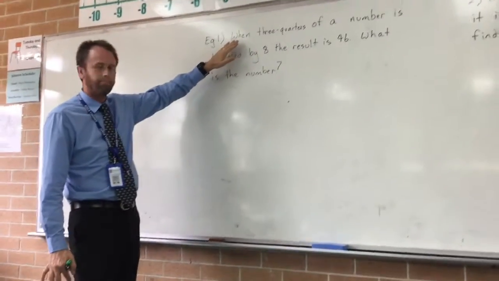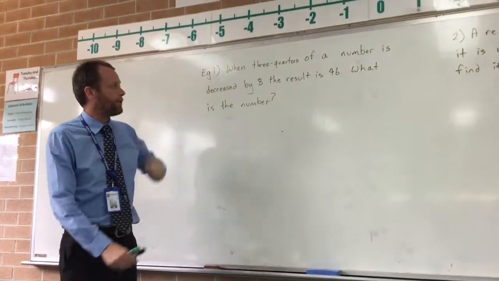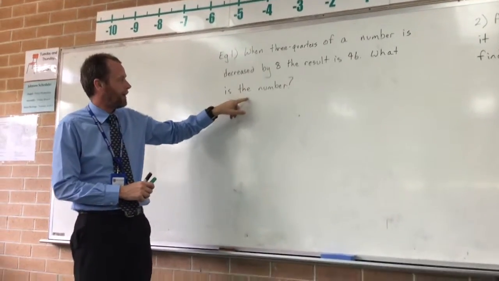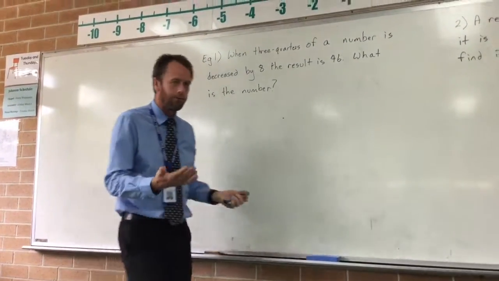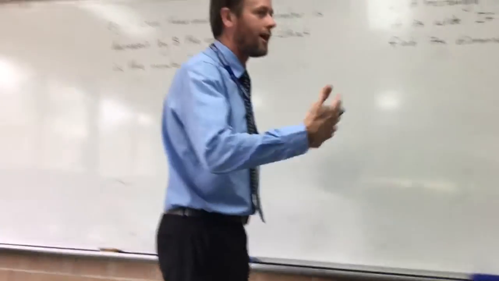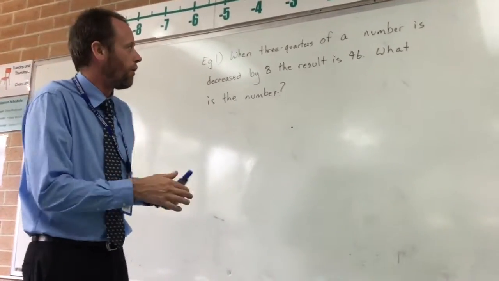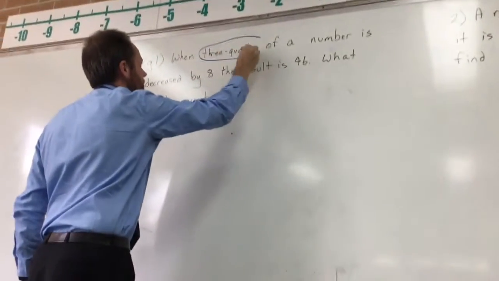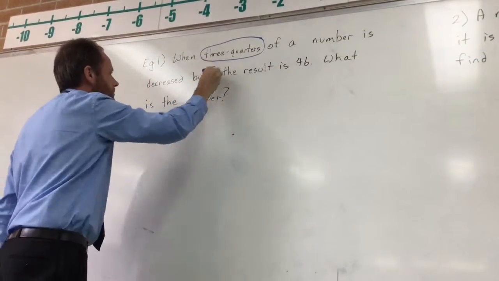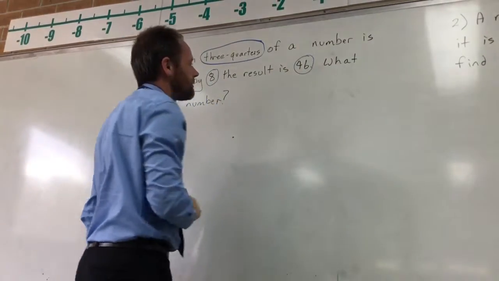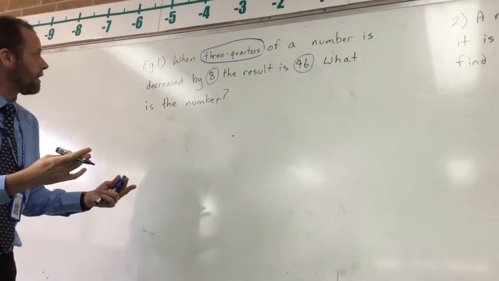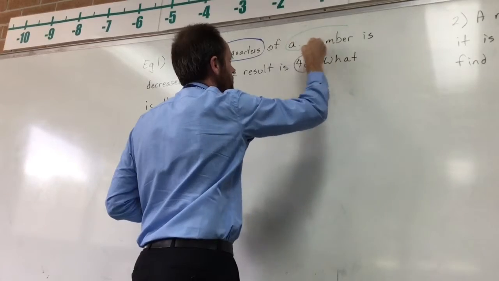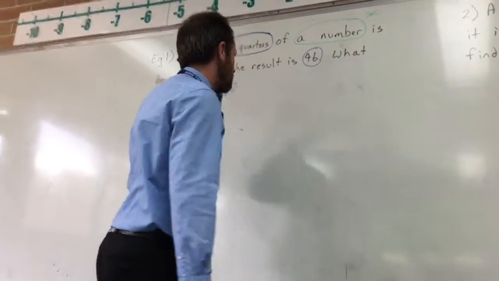So our first example: when 3/4 of a number is decreased by 8, the result is 46. What is the number? As I said, one of the first things I like to do, get out a pen, start underlining what I need to do, or circling. I can see already I've got some numbers in this question: 3/4, 8, 46. There's three numbers. I've got a variable, a number. I don't know what that is. So I might let that be x.